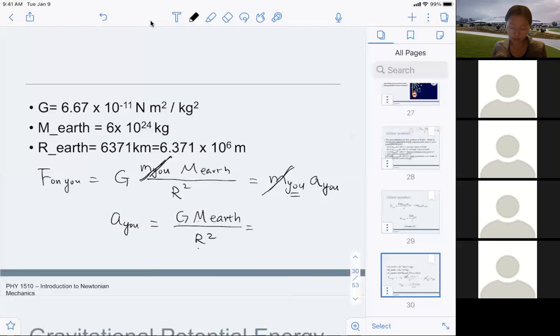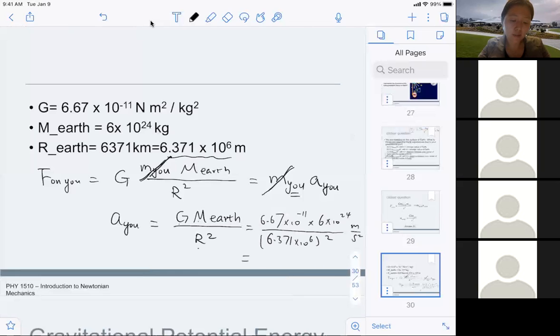Now we can do this really quickly to see, is this really going to be 9.8 meters per second squared? You can plug in G and the mass of the Earth. All of these are already in SI units, so I know my results will be in meters per second squared. Divided by radius squared. And this will indeed give you 9.8 meters per second squared.